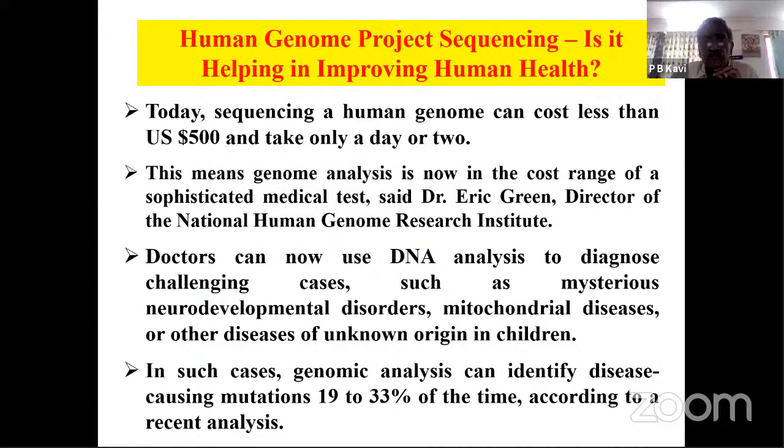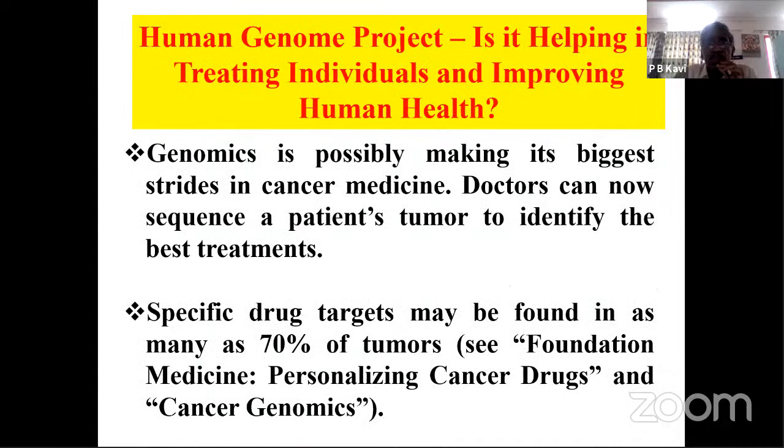And doctors can use your DNA sequence analysis just for diagnosis, and they can help you to treat better, especially for the mysterious neurodevelopmental disorders or mitochondrial diseases. They can diagnose better with the help of DNA sequence analysis, and then they can go for personalized medicine. In such a case, genomic analysis can identify diseases with variations or mutations at least 19 to 30% of the time. So this human genome project is certainly going to help the doctors to treat individuals with better health care.